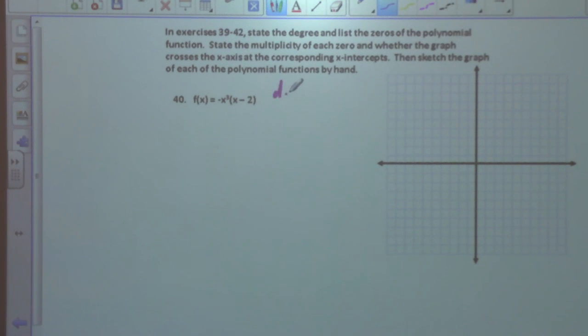We have, what is our degree of this one here? 4. Okay, negative. He says 4 and negative nature. Everybody agree with Adam thus far? Yeah. Okay, looks good. And we're going to find our zeros, right? What are the zeros we have here? X equals 0 and x equals 2.